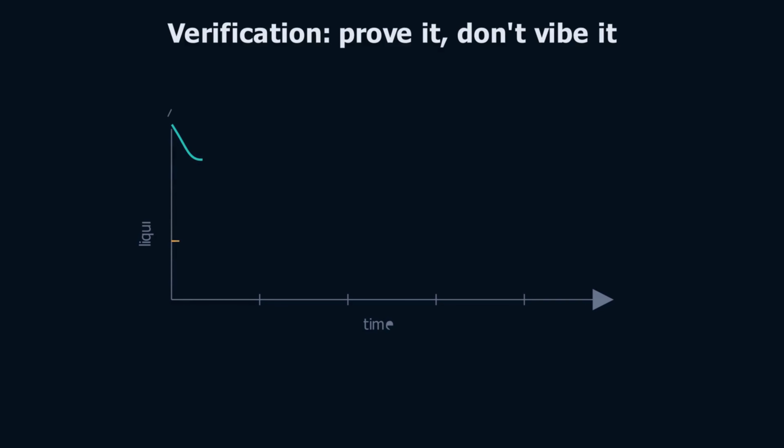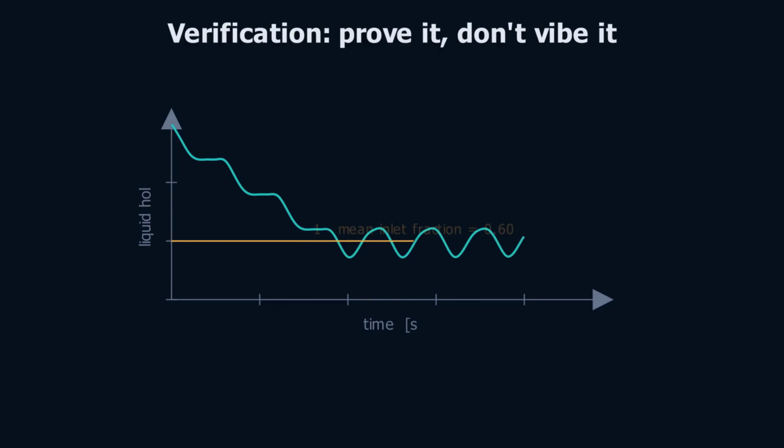As the slug train fills the domain, holdup must fall and then settle around 1 minus the mean inlet gas fraction. Our inlet feeds gas 40% of the time, so the target is 0.6, the gold line. And the computed curve does exactly that, oscillating around the target as each slug enters and leaves. The physics answers back correctly.